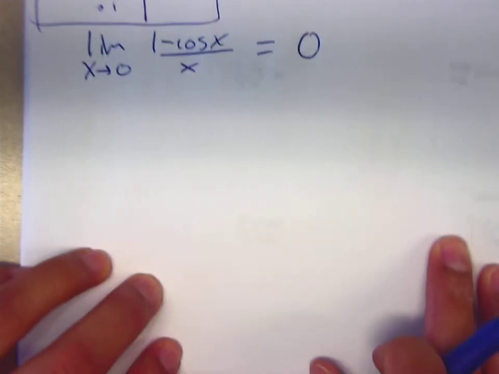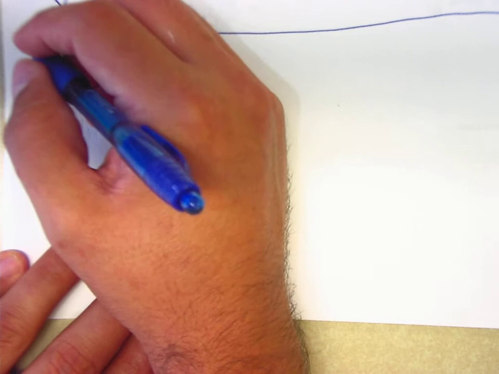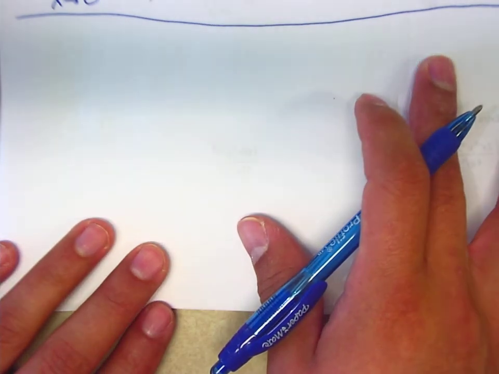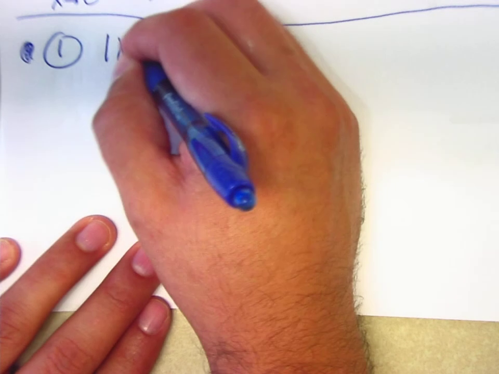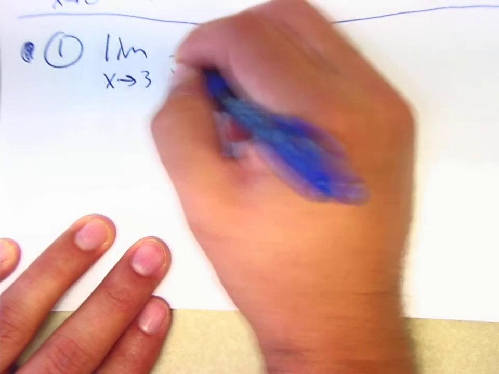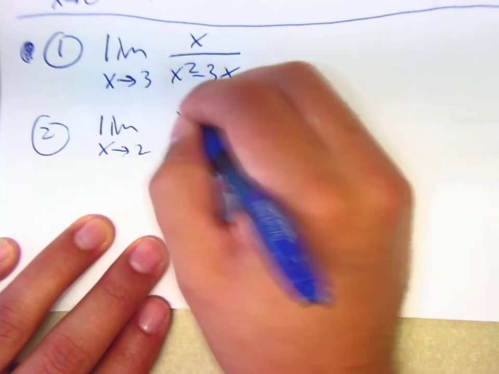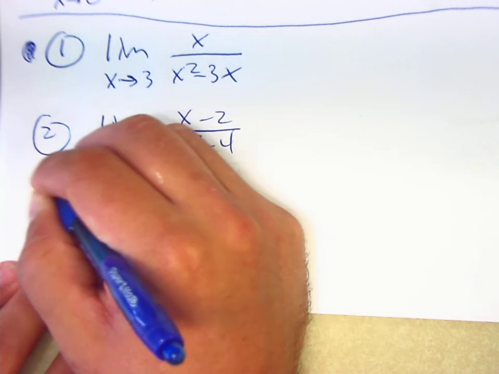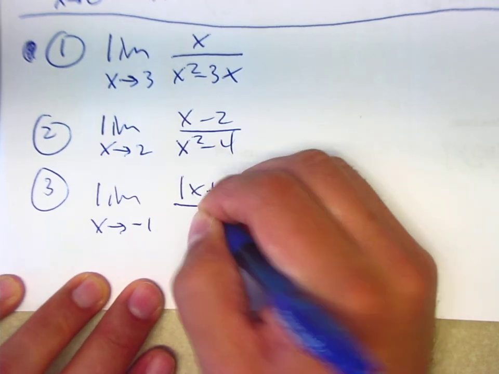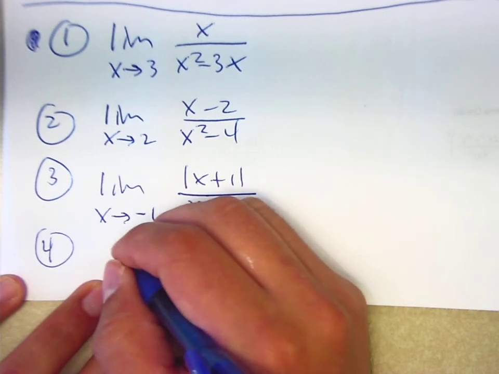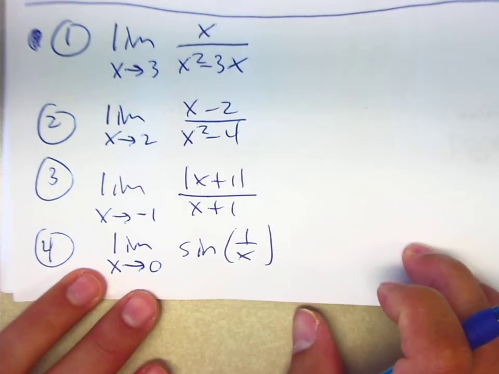All right. Now, here are a few examples for you to try on your own using tables. I want you to go ahead and try these for the rest of the notes, and then I will post the solutions onto Schoology so that you can check these. So let's try these 4 questions. The limit as x approaches 3 of x over x squared minus 3x. Let's do the limit as x approaches 2 of x minus 2 over x squared minus 4. Let's do the limit as x approaches negative 1 for the absolute value of x plus 1 over x plus 1. And the last one, let's do the limit as x approaches 0 for sine of 1 over x.